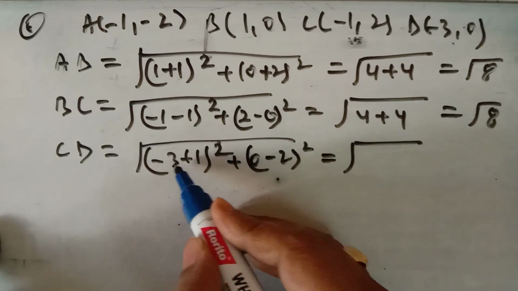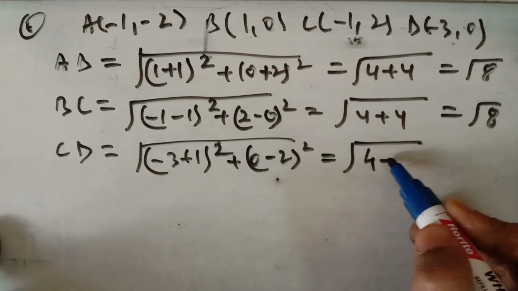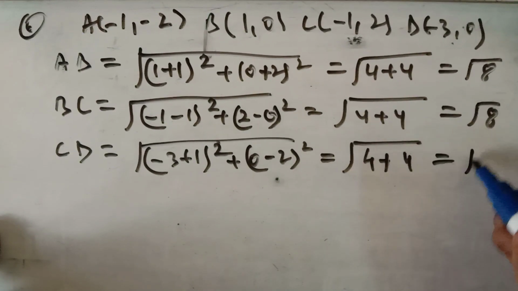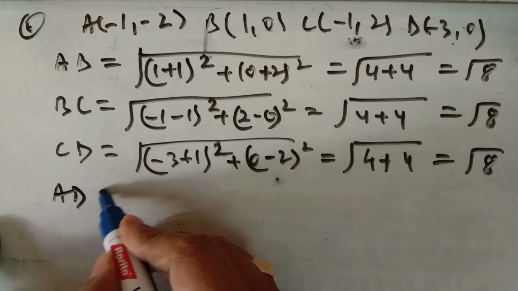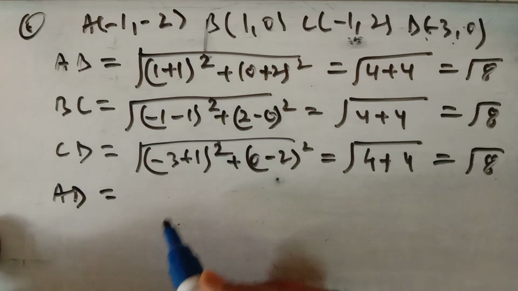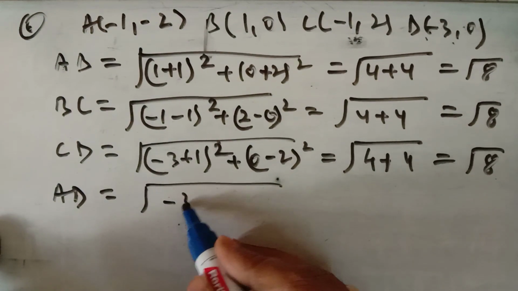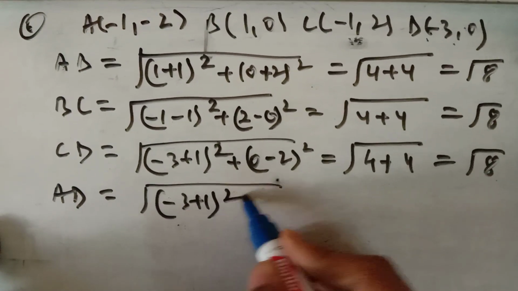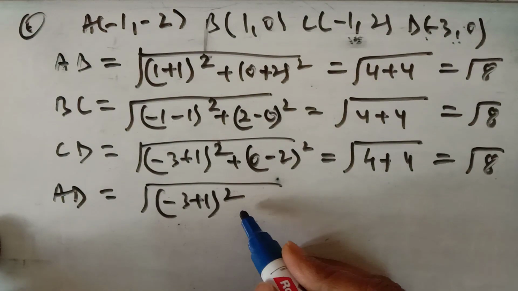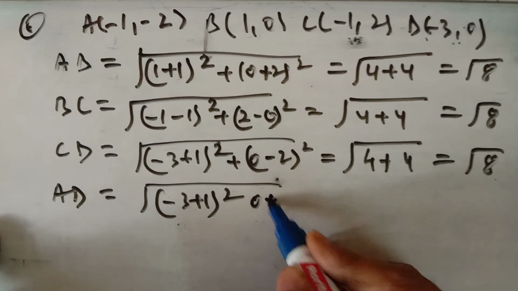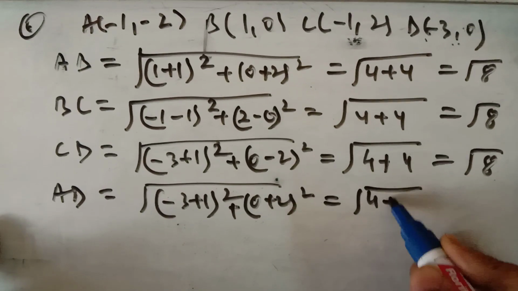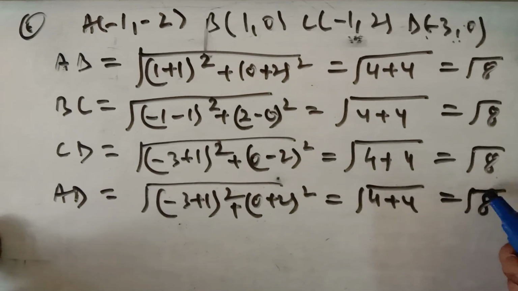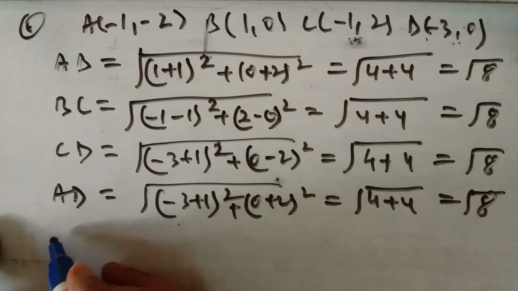So this is also coming out to be minus 2 whole square, that is 4. That is minus 2 whole square, 4, that is also equal to root 8. Then the length of AD, the distance between these two points, is again the square root of (x2 minus x1) whole square plus (y2 minus y1) whole square. So this is also coming out to be 4 plus 4, that is root 8. It means all 4 sides are coming to be equal to each other.